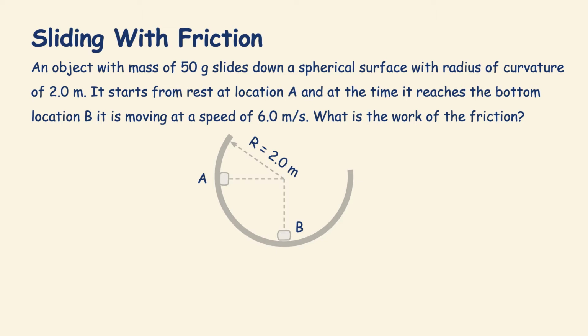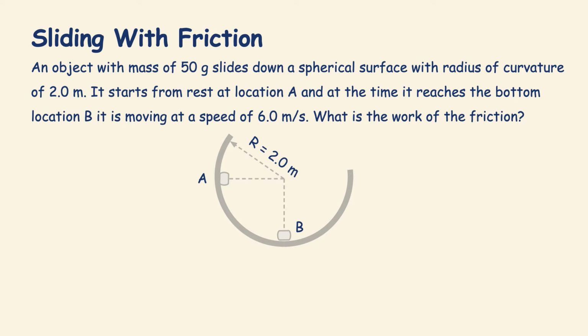Let's see now what happens when we have an example with friction. In this problem, we have an object with a mass of 50 grams that slides down a spherical surface with a radius of curvature of 2 meters. That surface is not smooth, so we have to take into consideration the presence of friction. The object starts from rest at location A, and at the time it reaches the bottom, location B, it is moving at a speed of 6 meters per second. The question here is, what is the work of the friction?